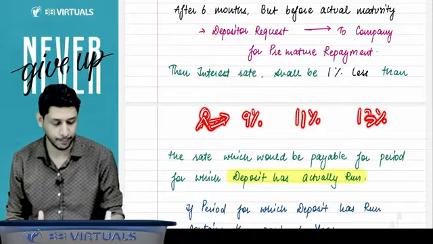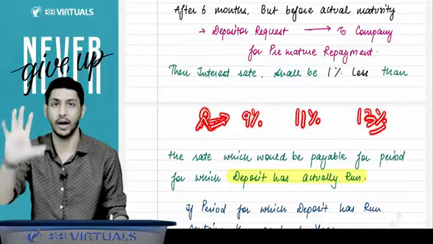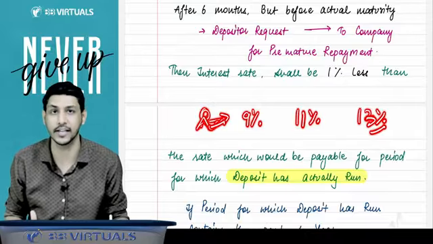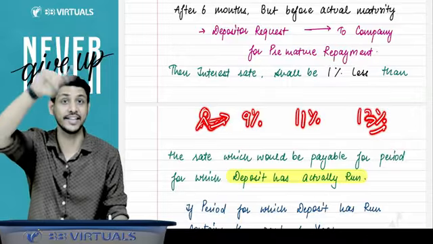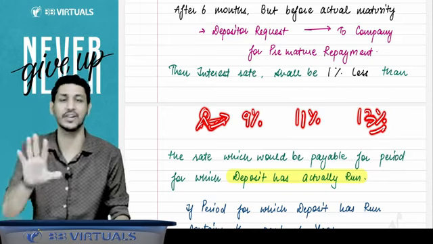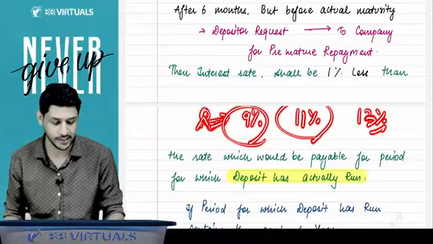This person has given the deposit for 3 years. So accordingly, he was eligible to get 13% interest. For 3 years, 13%. I am not saying for the first year you will get 9, for the second year you will get something else.